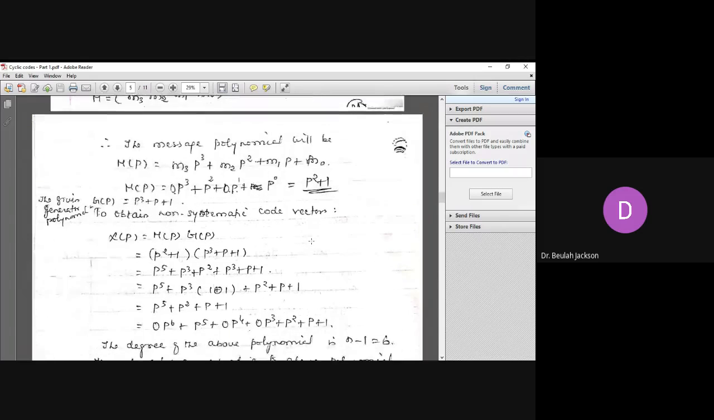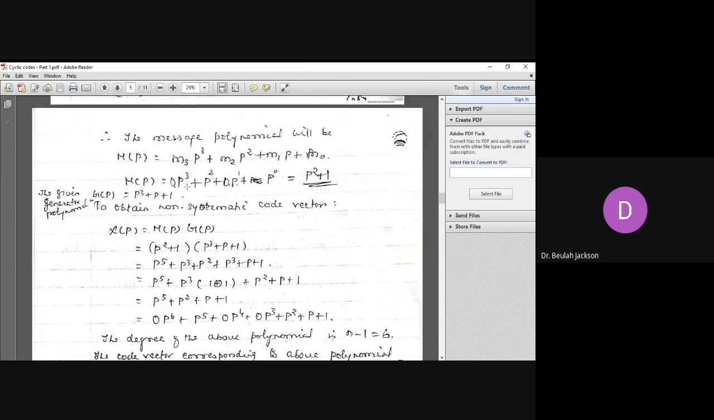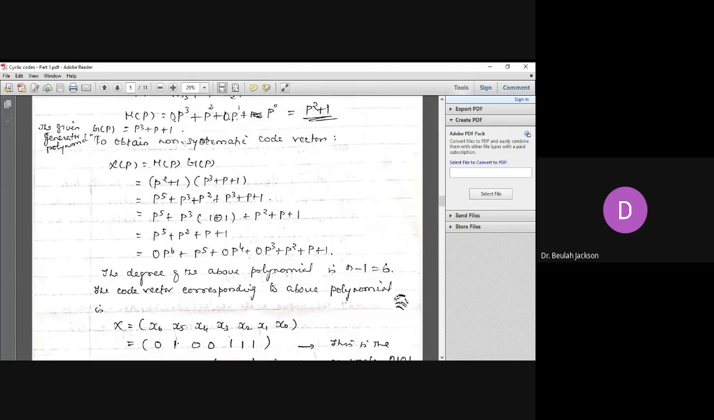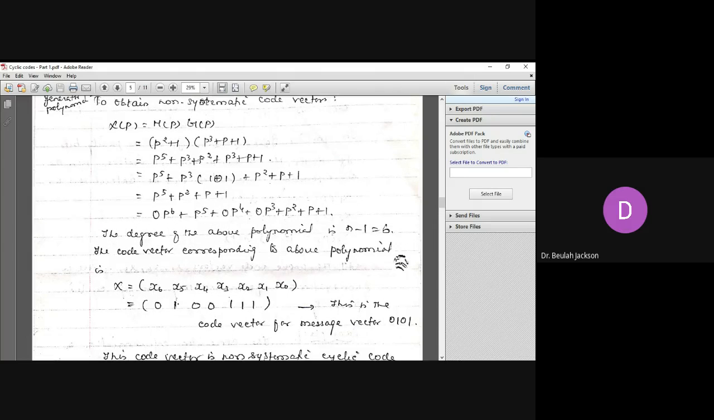Now we know the generator polynomial, which is given in the problem, G(P) = P^3 + P + 1. To obtain the non-systematic code vector, we simply multiply this M(P) with G(P). So X(P) is obtained when you multiply this. Just multiply everything. Then the degree of the above polynomial is n - 1, which is equal to 6.